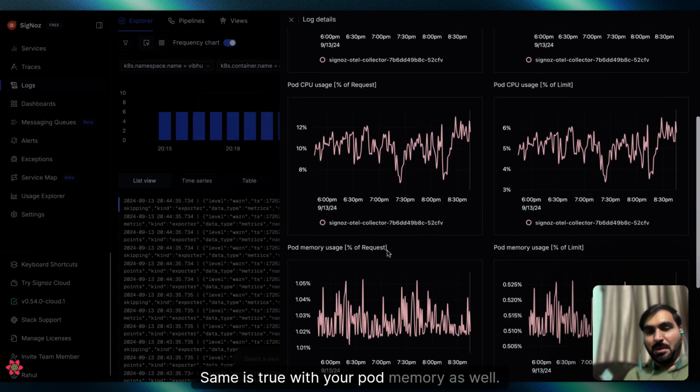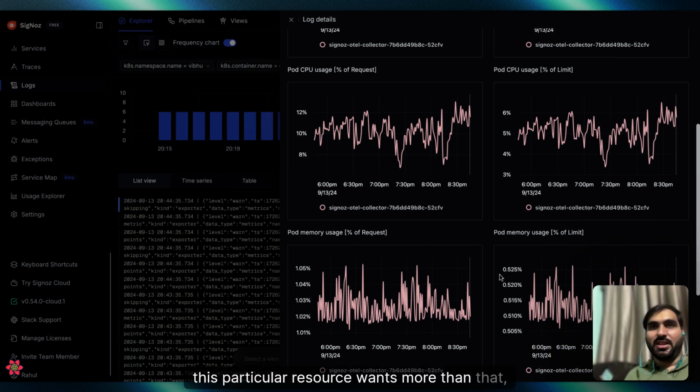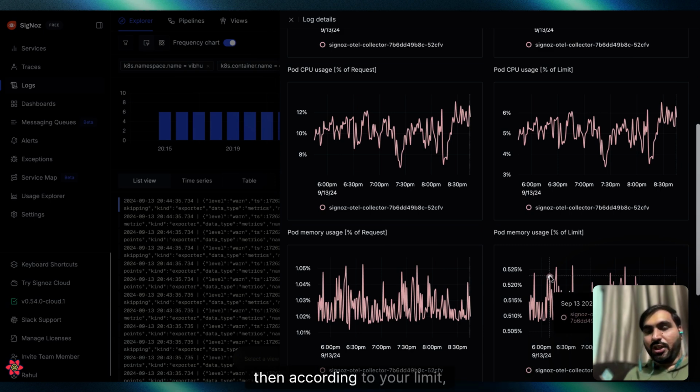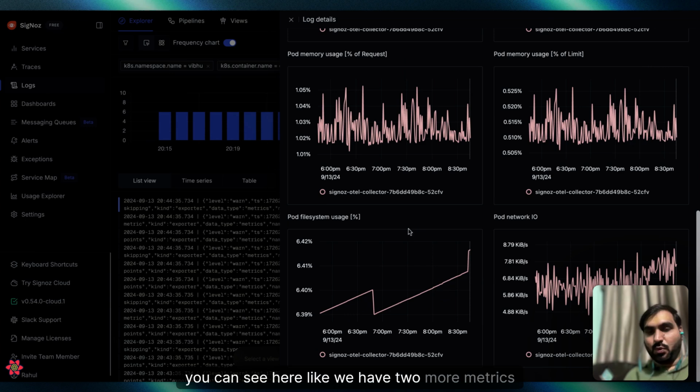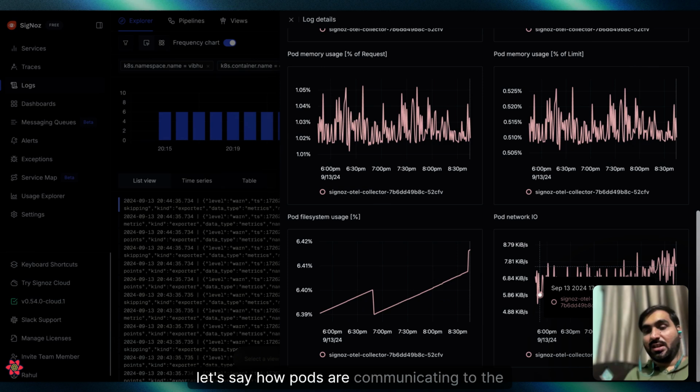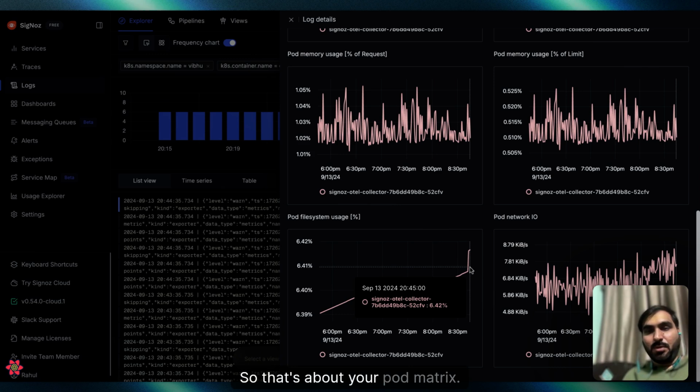Same is true with your pod memory as well. Let's say someone has allocated around 1 GB of RAM, but this particular pod wants more than that, around 10 GB or something like that. Then according to your limit, you have to adjust your pod. So these metrics are very useful in this way. Again, you can see here we have two more metrics, pod file system usage and pod network IO. Let's say how pods are communicating to the external world, that is one more thing. You can look at the network IO, and that will give you a good idea. Same is true with your file usage as well. So that's about your pod metrics.